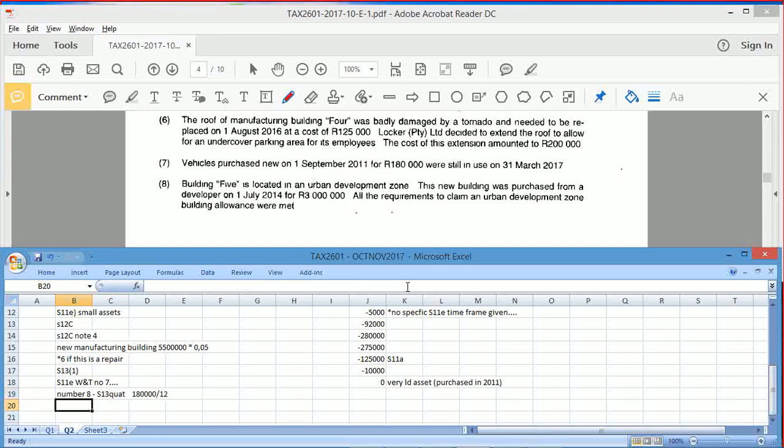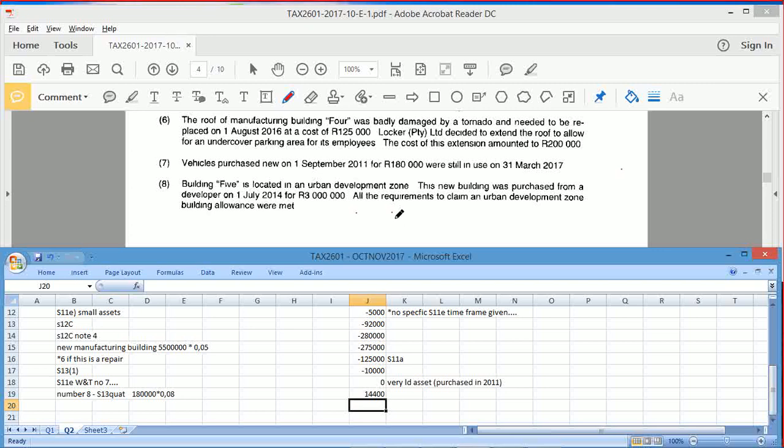$180,000 divided by 12. Is that right? Oh, not 12. 8. Isn't it multiplied by 8? 8. Well, 0.08. Sir, are we dividing or multiplying? I divided by 10 years, but it's 8% per year. So you would have to multiply. $14,400. Got that? Yes, sir.